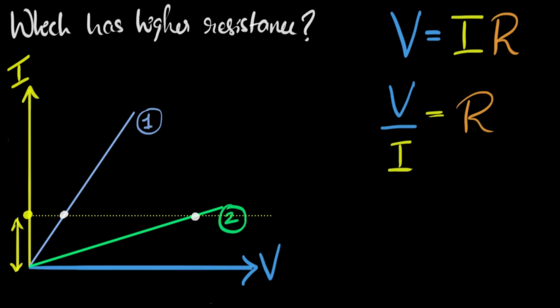So let's see. If we drop a vertical line, the voltage for the first one is somewhere over here. The voltage for the second one is somewhere over here. Clearly, we can see the second one now has a higher value of voltage. This is a higher value of voltage compared to the first one. And so the second one has more voltage compared to the first one for the same current. And as a result, this time it's this one that has a higher resistance. And so R2, this one, has a higher resistance compared to R1.